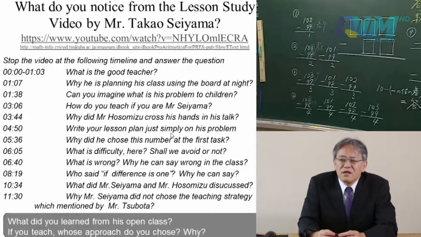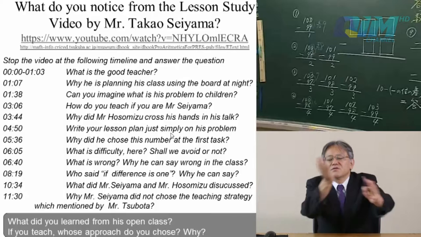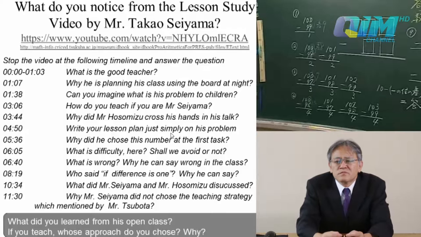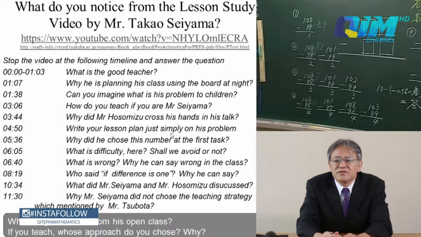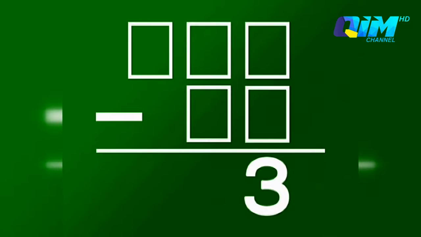At 3 minutes 44 seconds, Mr. Hosomizu, head of the mathematics teachers, comes in and shows the gesture of crossing his hands. What does it mean? Please look at the video, and if you have an answer, please write it down in your notebook. He is going to use a different way of teaching subtraction, using a fill-in-the-blank subtraction problem where only the difference is known. The students will be asked to come up with the missing numbers.